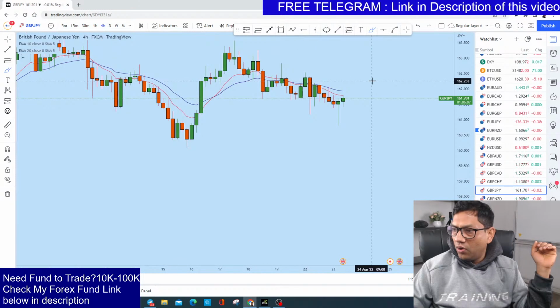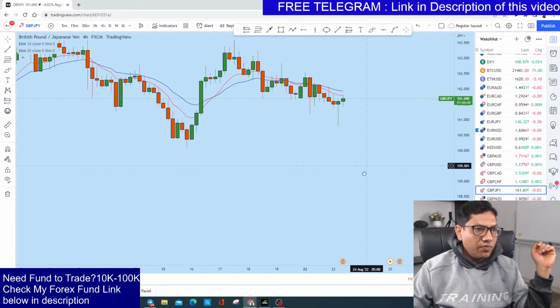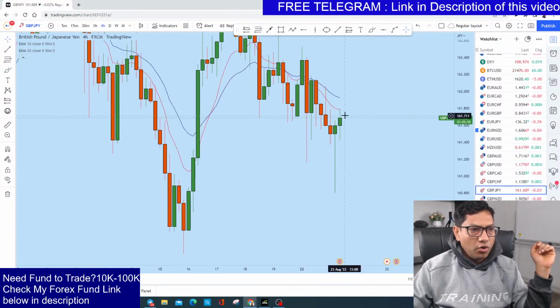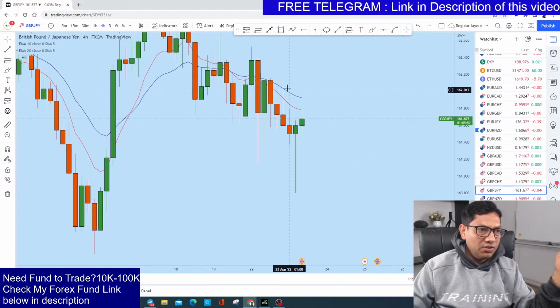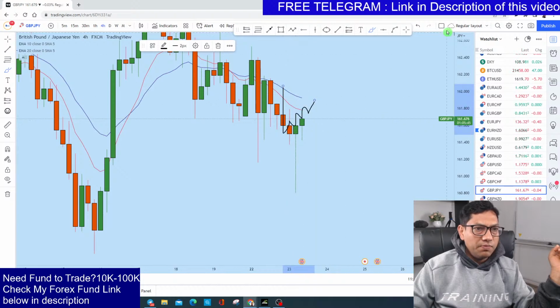So on the 4-hour, we see, first of all, there is a rejection from the bottom, the price crossed up. So what I think is that GBP JPY is still bearish to me. The reason is, you see, first of all, this candle, there is a liquidity gap followed by this retracement.